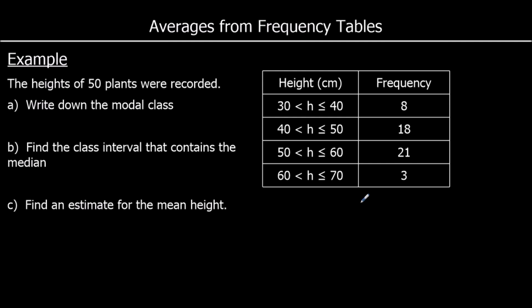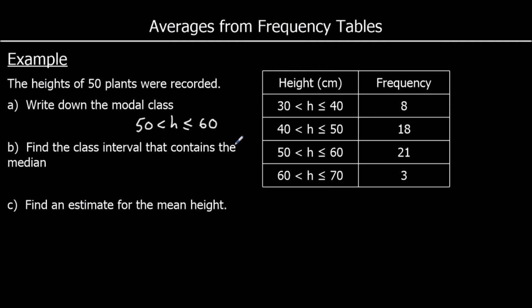The first question says write down the modal class. So that means the most common class, the most common range of values. So which has the highest frequency? The most common is between 50 and 60. So that's the modal class. So we write between 50 and 60.